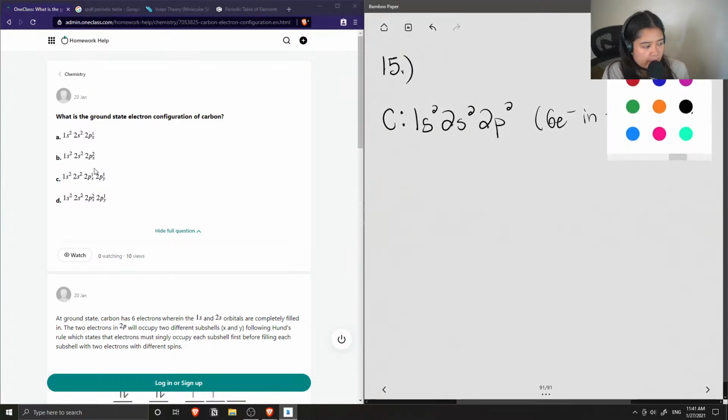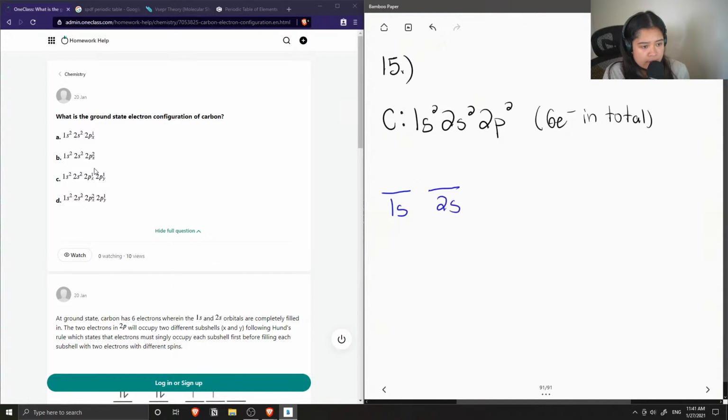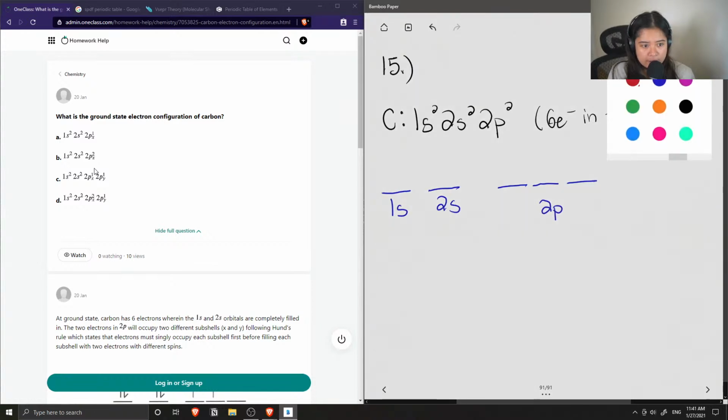So we can write out our electron filling diagram, just showing the different orbitals. So we can have 1s, 2s, and then these 3 will be referred to as 2p, but specifically they can be 2px, 2py, and 2pz.